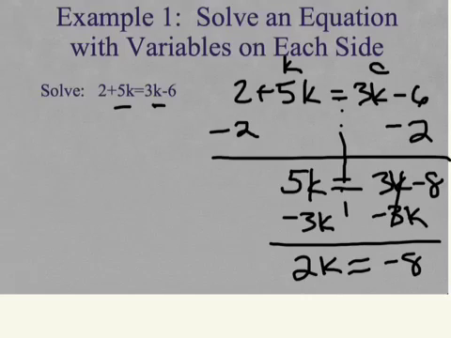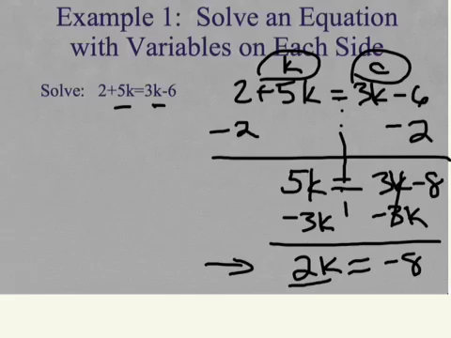So I've done the first step, which was to simplify. There was nothing to simplify. Then the second step said gather the k terms on one side and the constant terms on the other. And the third step, here's the third step.